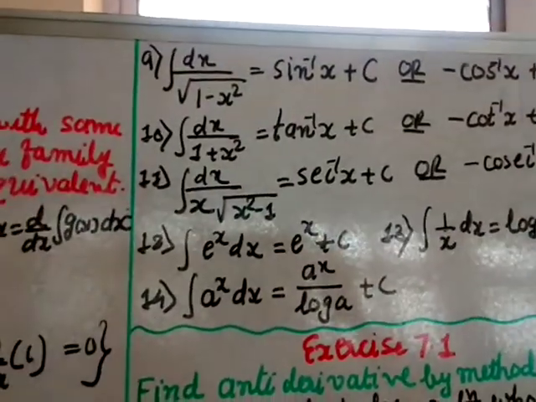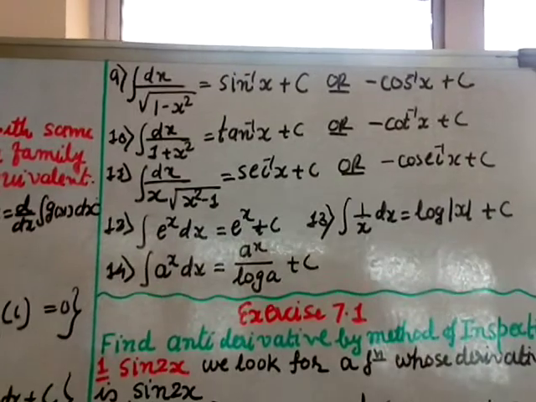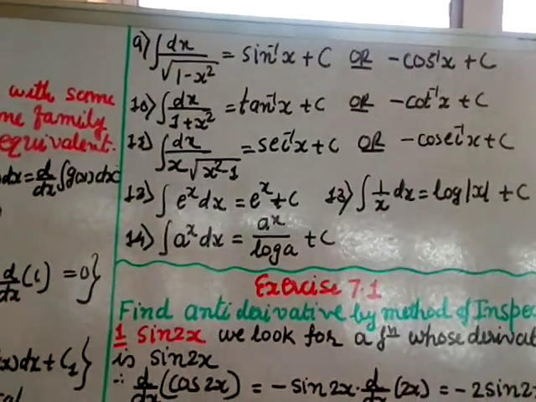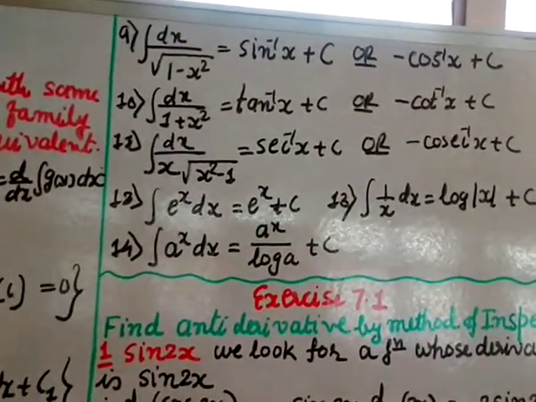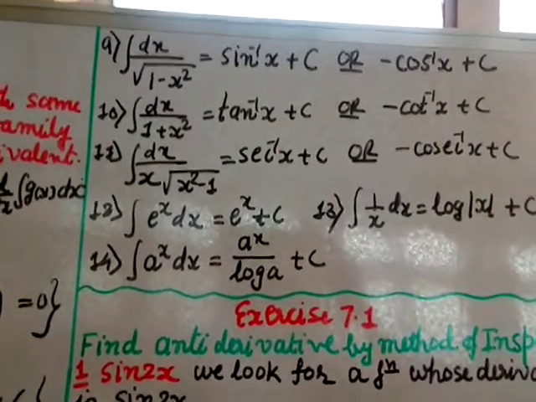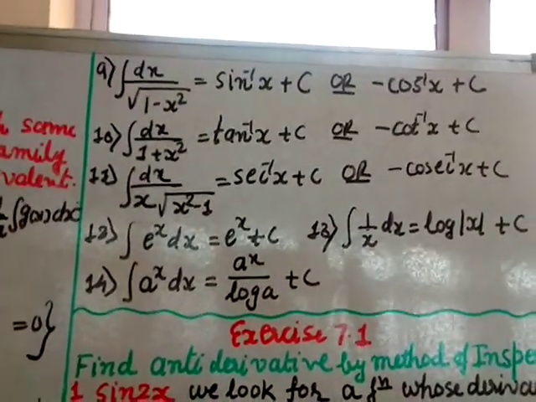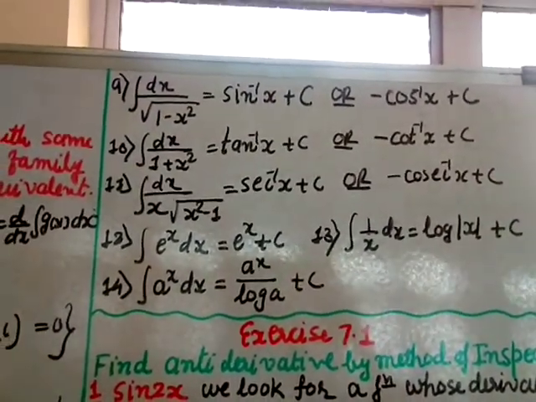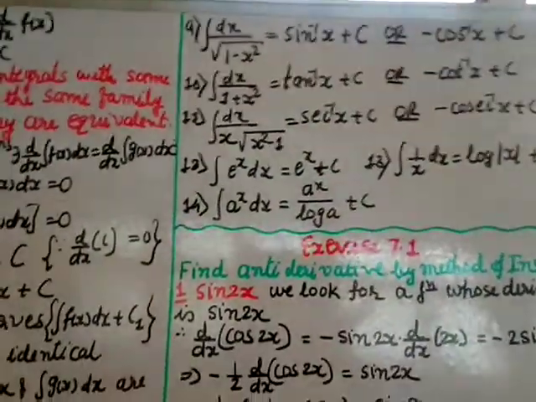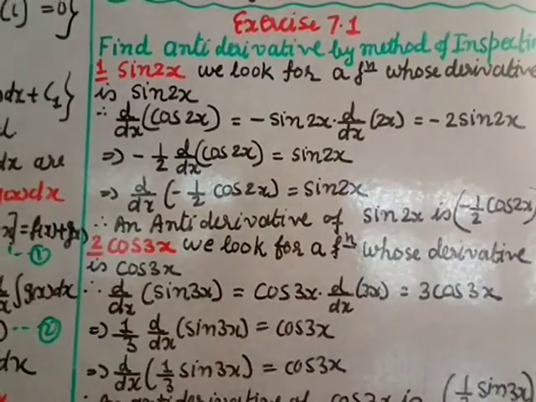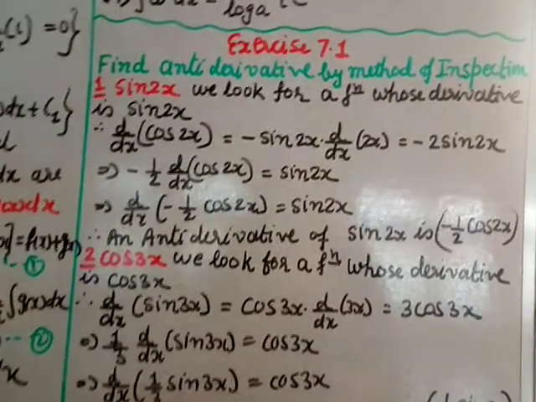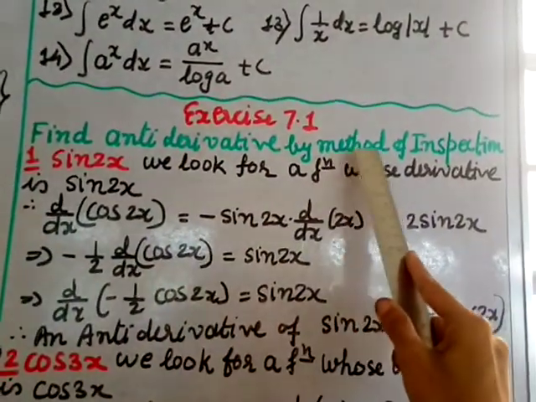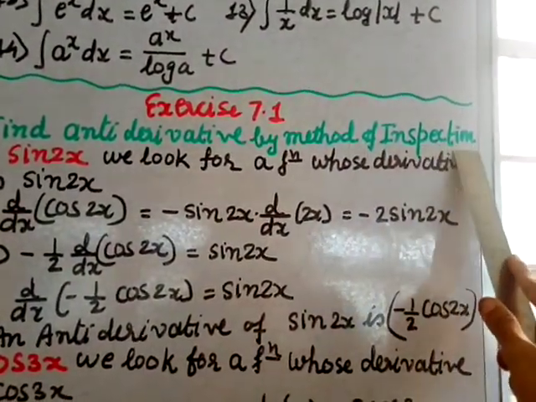These integrals are found by comparing with differentiation, because we know that they are inverses of each other, so using that fact these integrals are written. Both ways are written in your textbook, you can just have a look. Exercise 7.1, find antiderivative by using method of inspection.